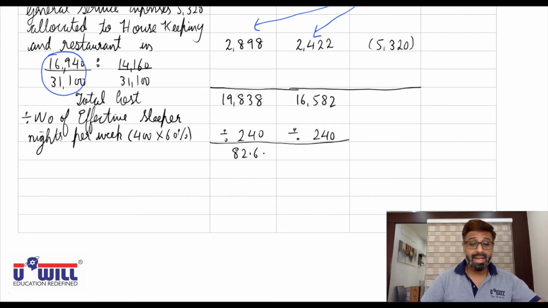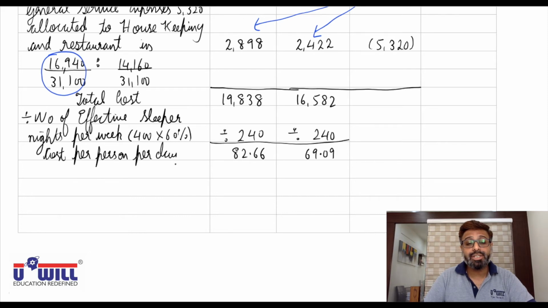Okay, 658, so 66. And the same way, 16582 divided by 240 comes to 69.09. So this is the total cost per person per day we can charge. Per person per day we can charge for rooms 82.66 and restaurant 69.09.